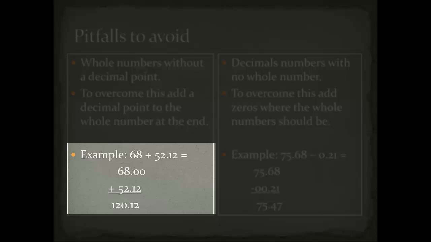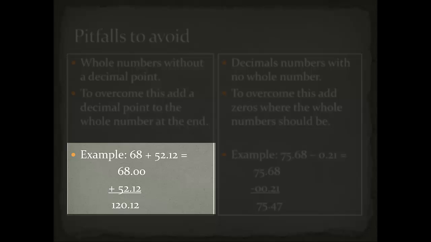If I were adding 68 and 52 and 12 hundredths, you'll notice that there is no decimal in 68 to line up with the 52 and 12 hundredths. So I can add a decimal in. I'm going to put it at the back or the end of the number, and then write zeros to match it. So I'd write it as 68.00 or 68 and 0 hundredths. Now I can line up my decimals, and it will make my place values also line up.